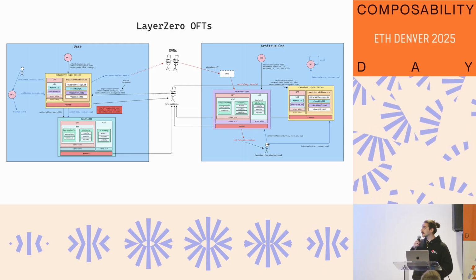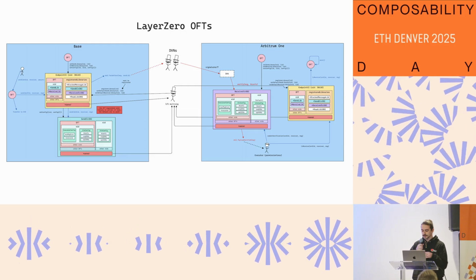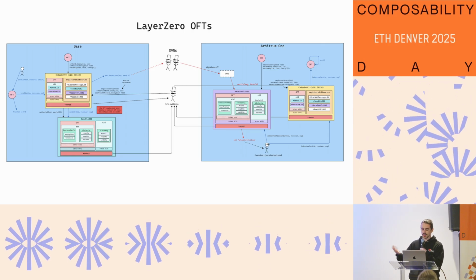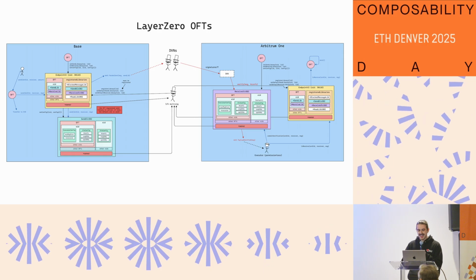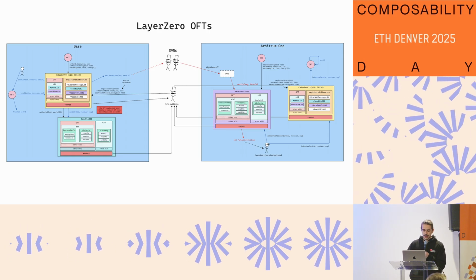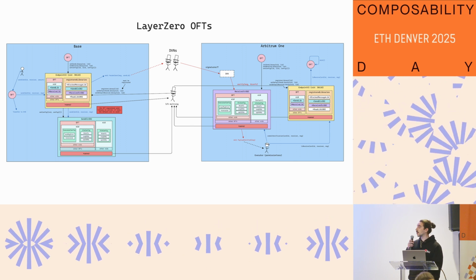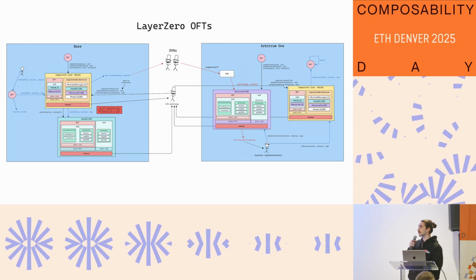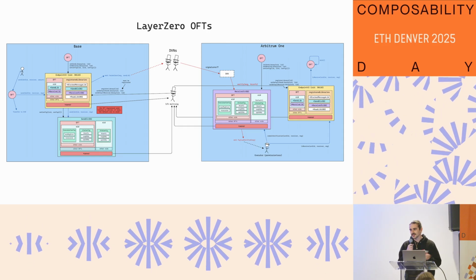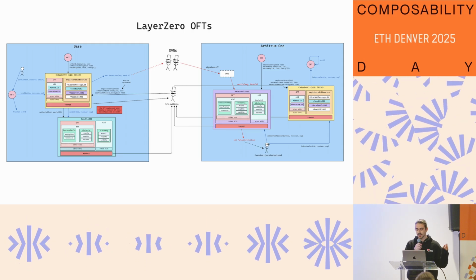LayerZero OFTs. An OFT is a special type of token that is used by LayerZero to enable cross-chain bridging, right? And the high-level idea of LayerZero is very simple. You have a set of validators. They're called DVN, that stands for Decentralized Validator Network. They're not necessarily decentralized, so I wouldn't have called them DVN, just VN, but you know how crypto marketing is.